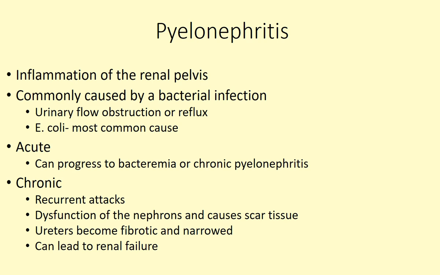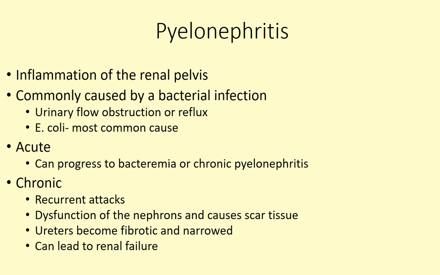Pyelonephritis can be acute. It can progress to bacteremia, which is obviously a blood infection with bacteria, or it can eventually cause chronic pyelonephritis. Chronic pyelonephritis is recurrent attacks of the pyelonephritis. It's dysfunction of the nephrons and causes scar tissue. So if your patient gets pyelonephritis over and over again, it actually will start to shut down the kidney because it's starting to affect the interior and causing scar tissue.